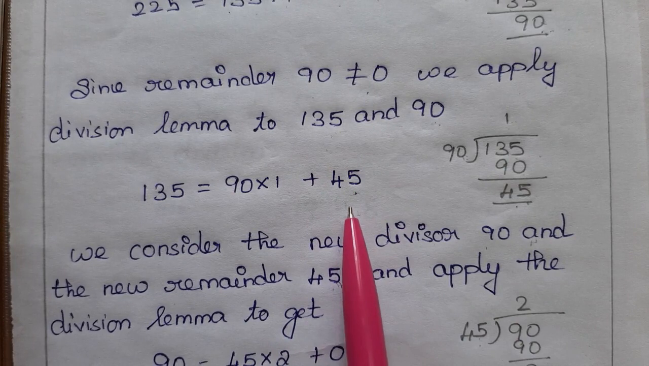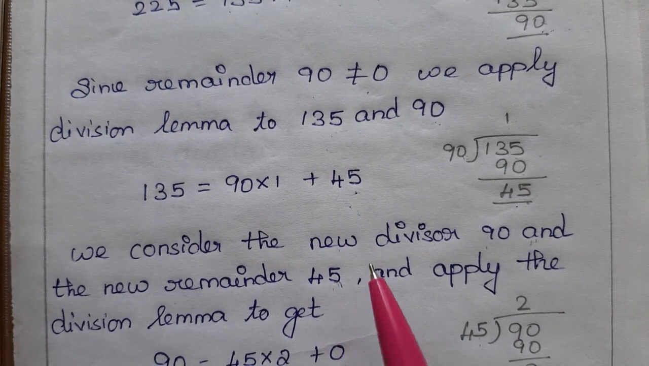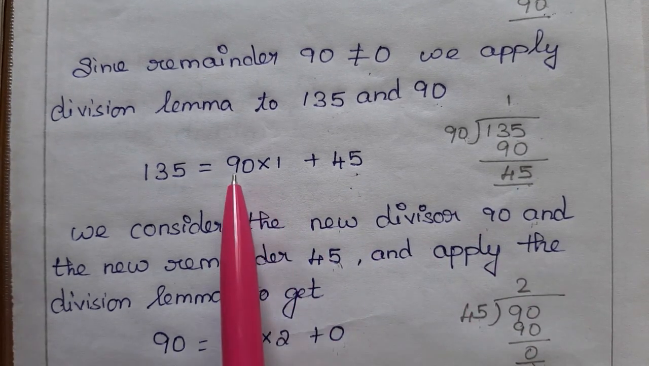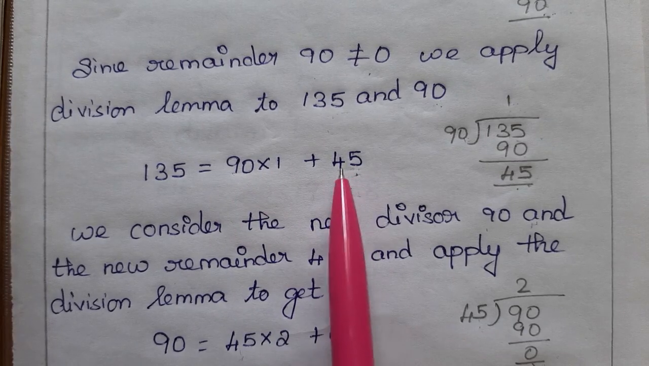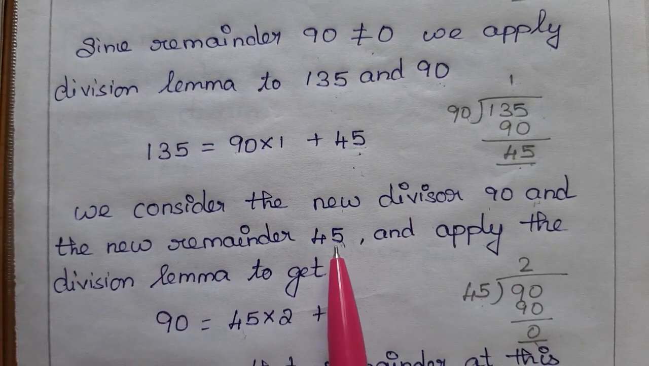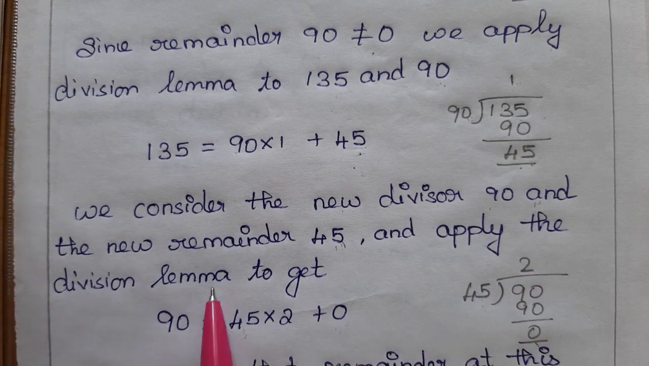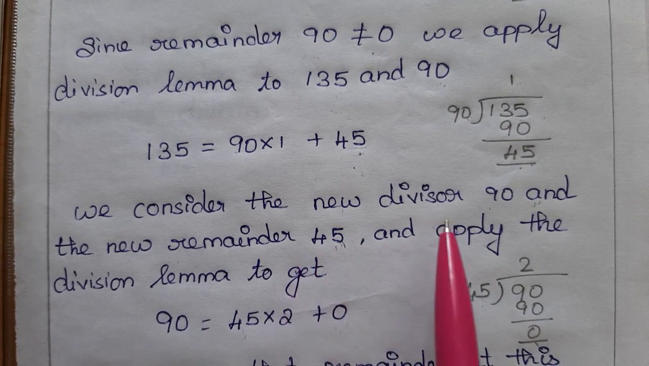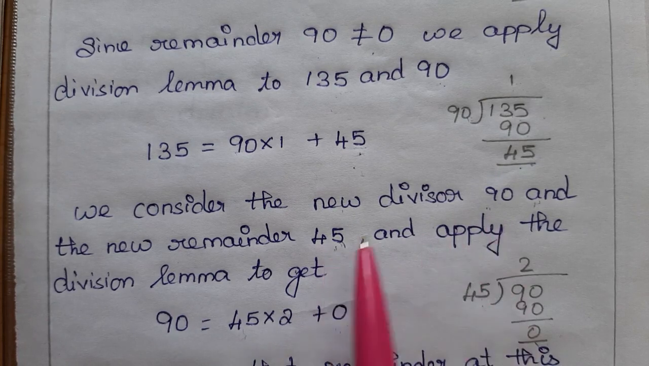So what do we have to do? Guess what we have to do? Yes, we have to redo it. We again apply the division lemma to the divisor and the remainder. We consider the new divisor 90 and the new remainder 45 and apply the division lemma to 90 and 45.